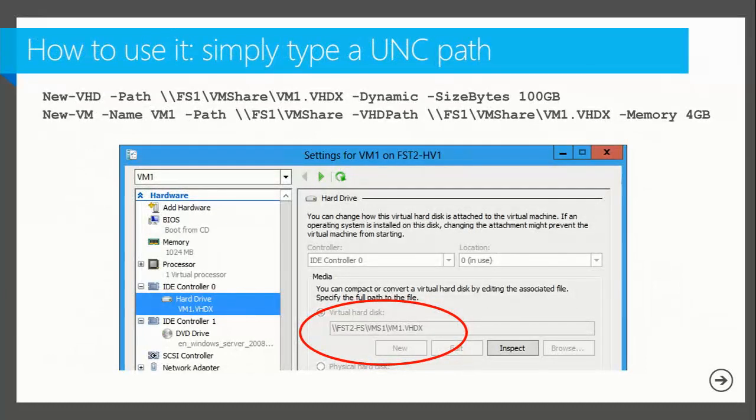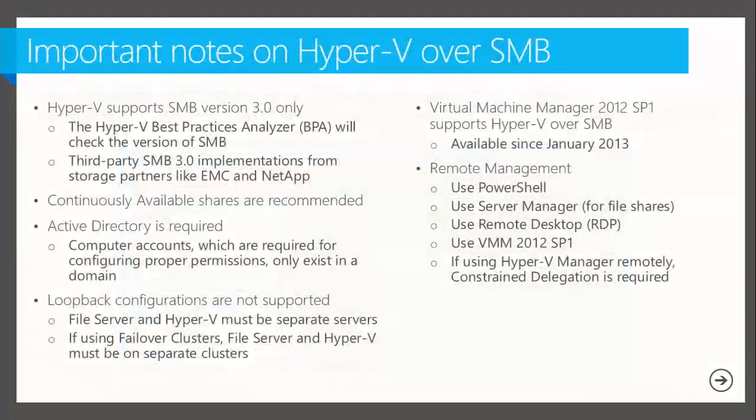Cool. How about on the Hyper-V side? Couldn't be simpler. When you create your VM, instead of using drive, colon, backslash, folder name, you use backslash, backslash, file server name, backslash, share name. That's it. You can create the VHDs, you can create the VMs, you can create snapshots, whatever you want to do, just use that. And if you're using the GUI, just specify the path. That's about it. All right?